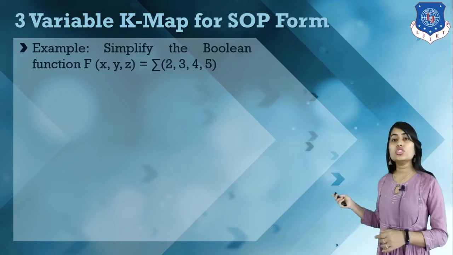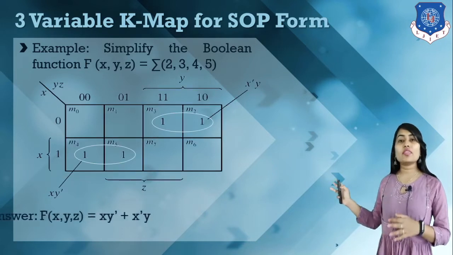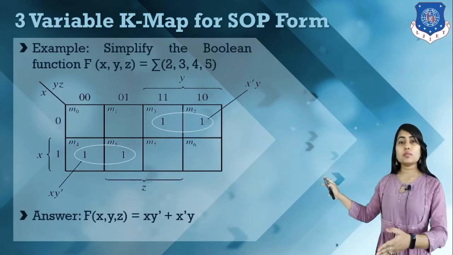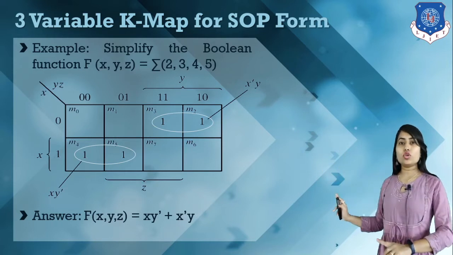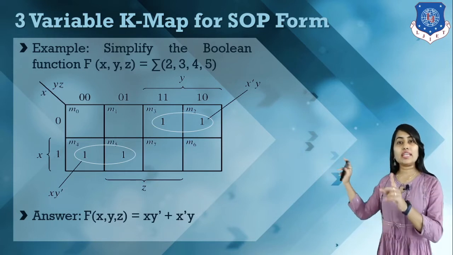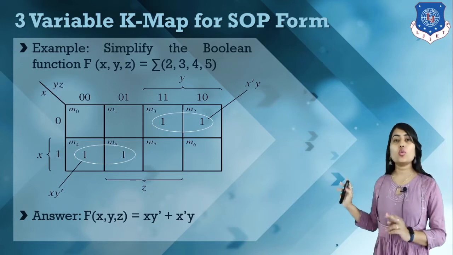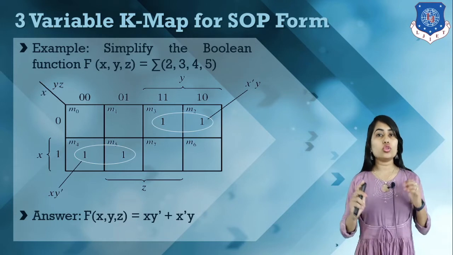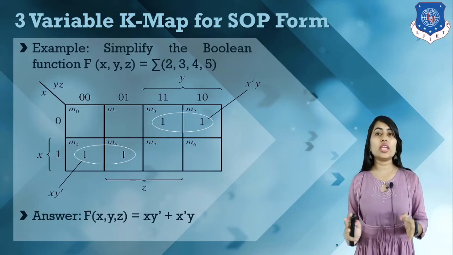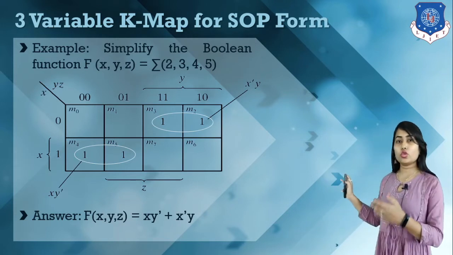This is how we make the K-map, and we mark the 1s at locations 2, 3, 4, 5. At the remaining positions we have 0. Now we have to make groups. So how can we make a group? First try to make a group of 8. Can we make a group of 8 here? No.